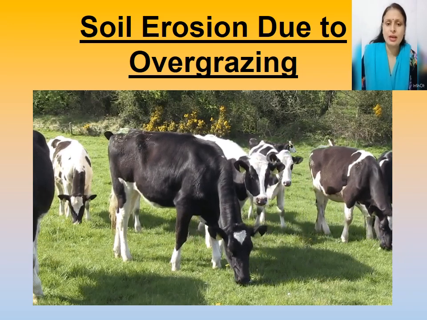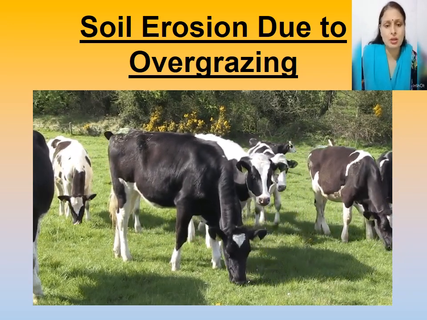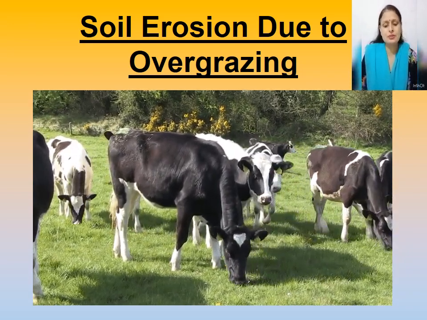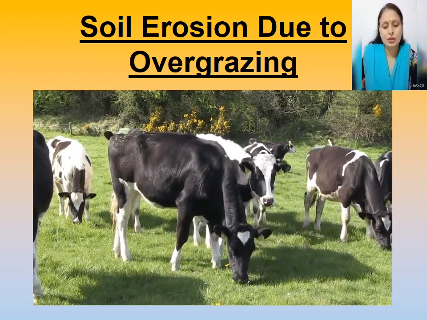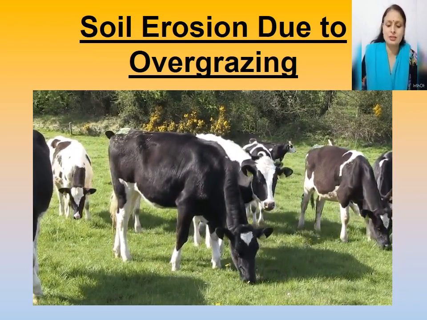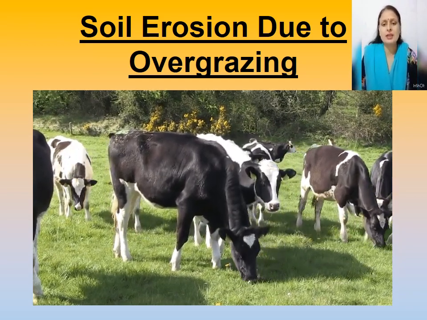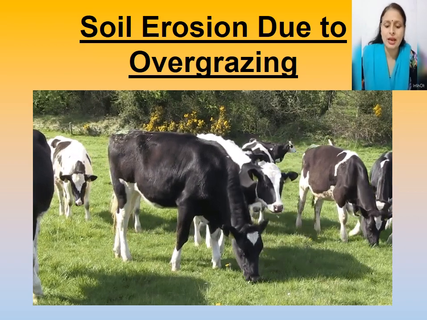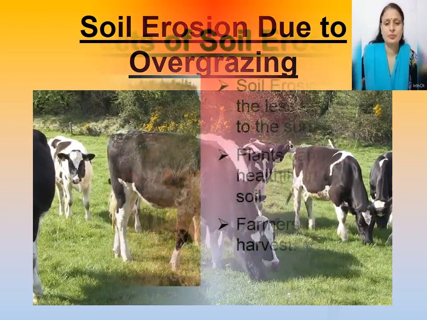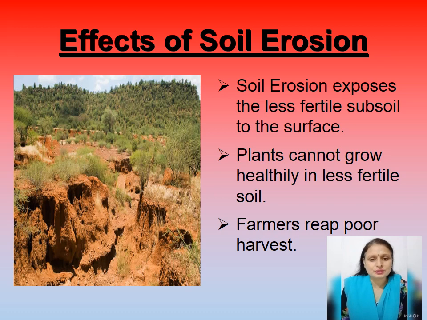Overgrazing by sheep and cattle also causes soil erosion. Due to continuous feeding of cattle, the land loses the cover of grass and the soil becomes loose, due to which it is easily carried away by strong wind and water. As a result of soil erosion, the land loses its fertility and cannot produce enough food for all living organisms who dwell on it, and farmers reap a poor harvest.